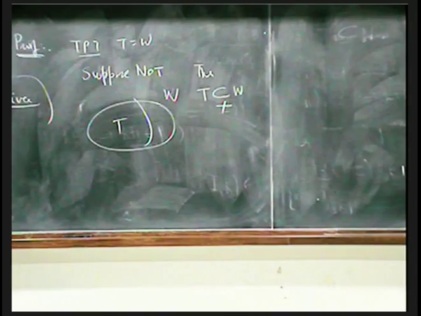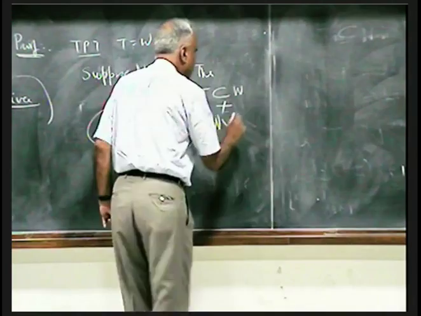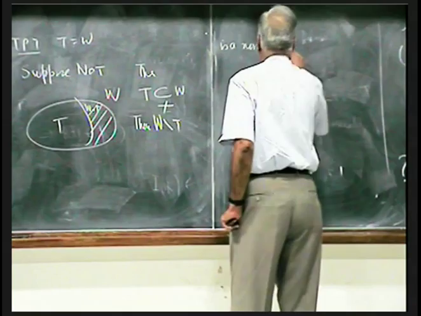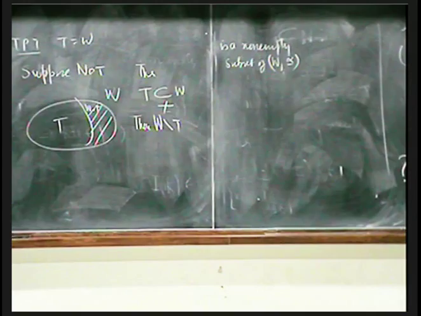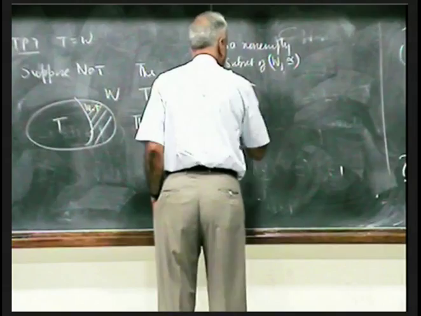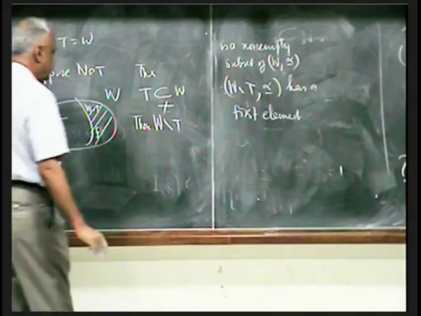So if it's a strict subset of W, then W minus T, this portion, W minus T is a non-empty subset of the partially ordered set. Now, whenever you have a non-empty subset, it must have a first element. Okay, so therefore, W minus T has a first element. Let's call it F. W minus T has a first element, say F.